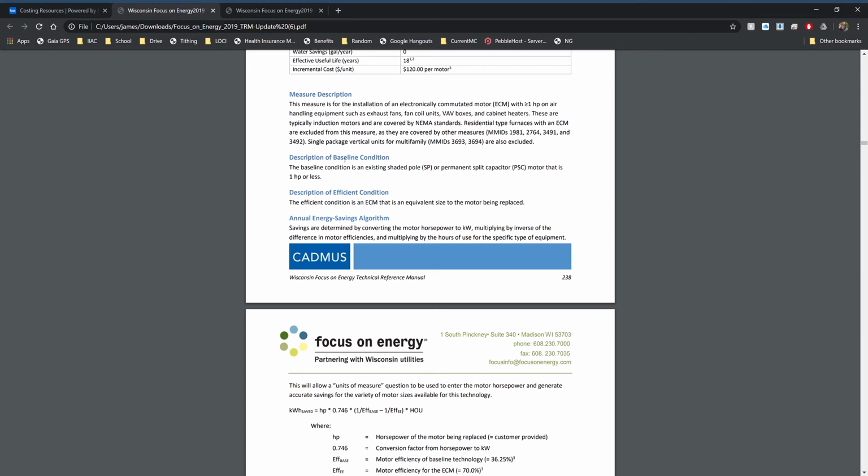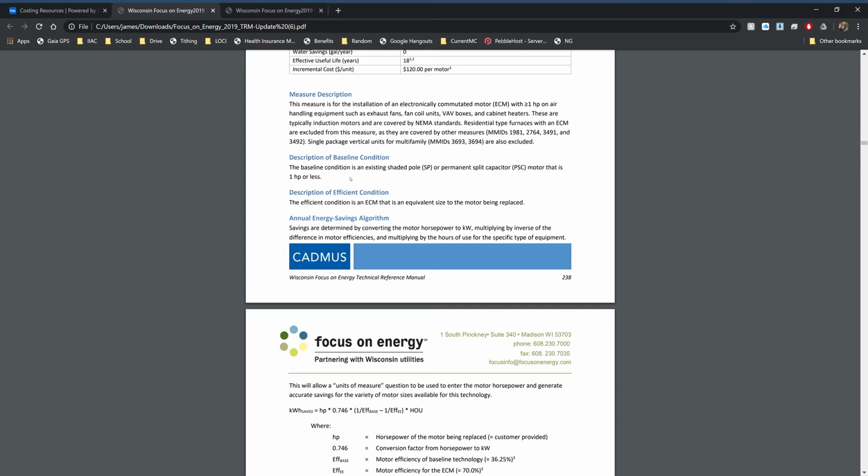The baseline condition is basically what you would look for when you're going to look for an opportunity for this AR. So you'll walk into an assessment and you will see this baseline condition. So for example, the baseline condition for this AR is going to be existing motors that are either SP or PSC motors that are less than 1 horsepower.